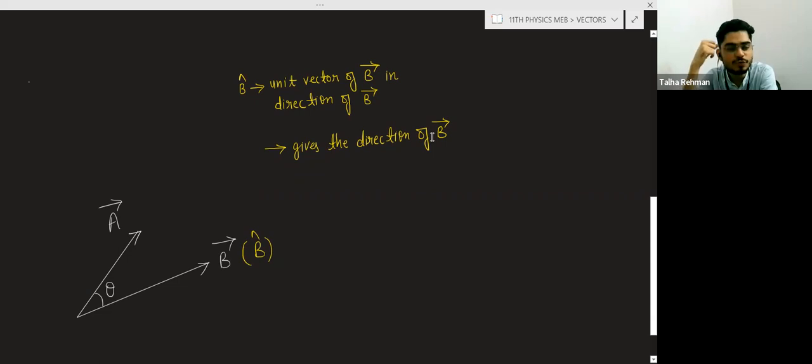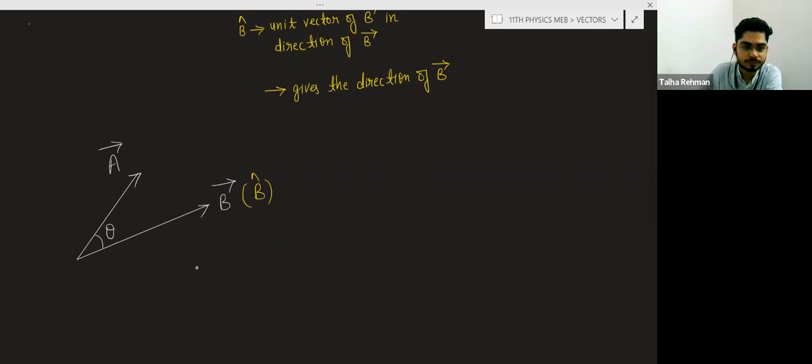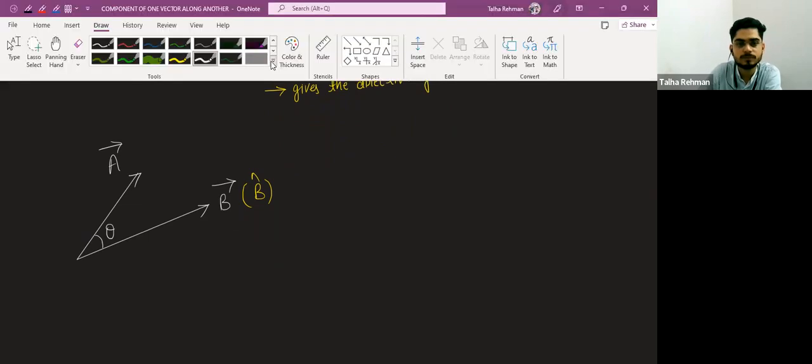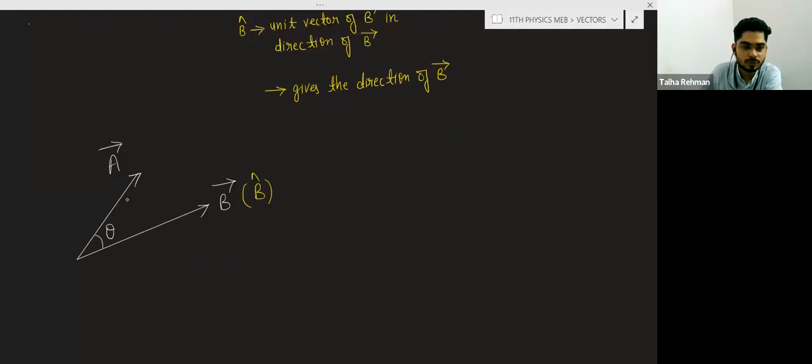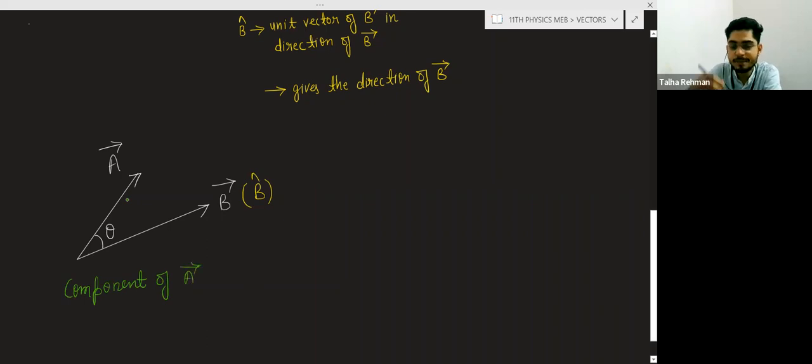So if I want to find the component of a vector on b vector. Now I am not calculating the component of a vector along the x axis. Now I am just calculating the component of a vector along this vector, a vector along b vector.